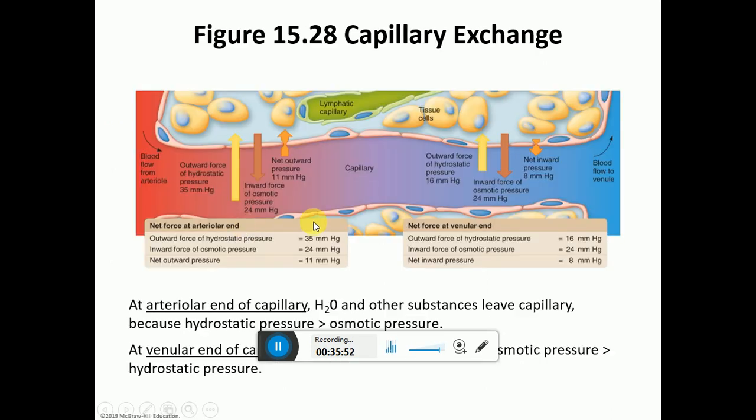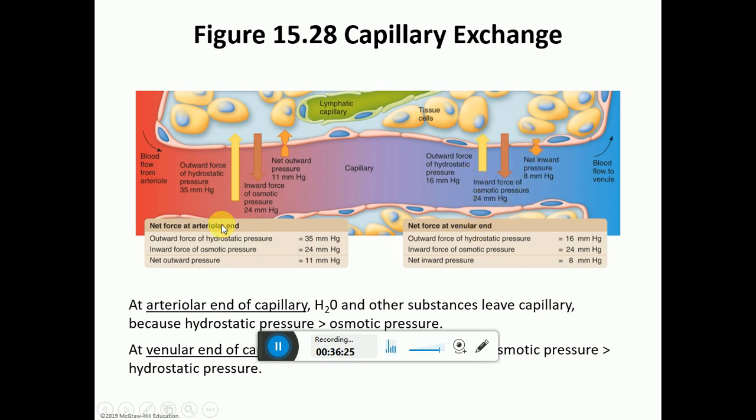So here you can see the capillary exchange. This is in the tissue, in the systemic tissue. So you have the oxygenated blood coming in, and then it goes through the capillaries, and then it leaves in these venules as deoxygenated blood. This end of the capillary is known as the arterial end of the capillary, while this end of the capillary is known as the venous end.